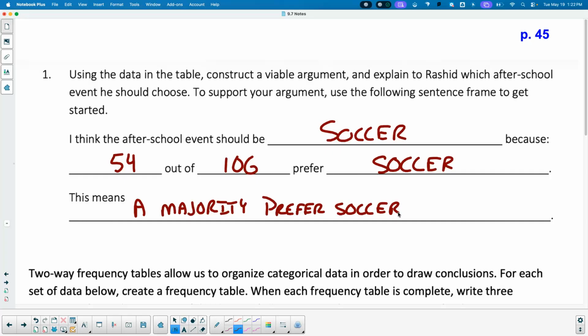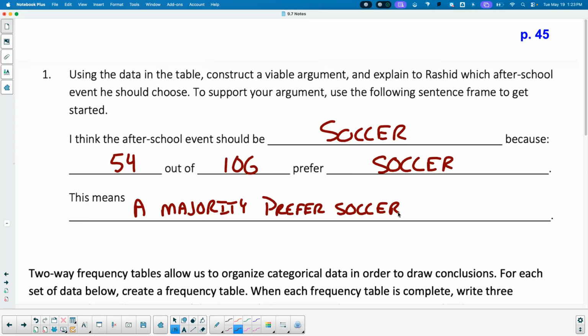Okay? Likewise, we could change that over. I think it could be soccer because 40 of the guys were there, 40 of the 46 males prefer soccer. Okay? And that's an overwhelming majority to keep the fellas happy. Okay? Multiple different arguments that you could make there based off of that. All based on fact. Okay? Just can't do the both because that wasn't an option. You had to pick one or the other.